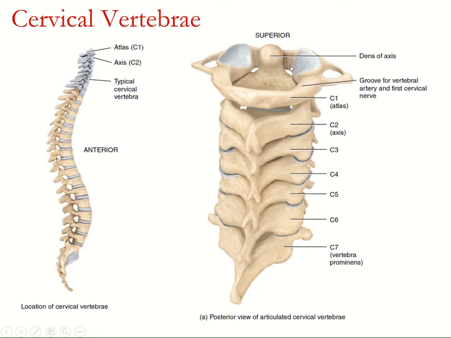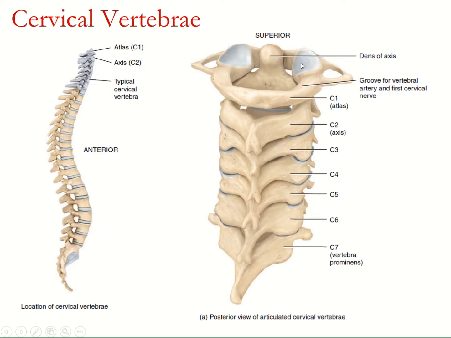The body of the atlas is from your C2 or your axis. So this is your C2, your axis. This part of the axis is called your dens. It makes up the body of the atlas. This is the dens, or sometimes you call this your odontoid process. Okay, so this serves as the body of your atlas.